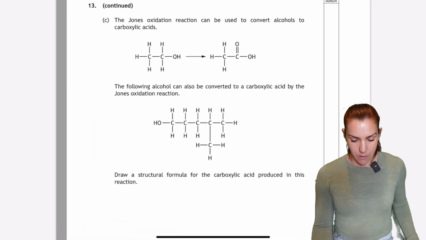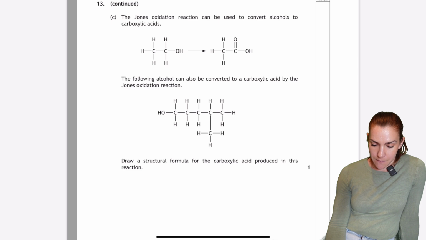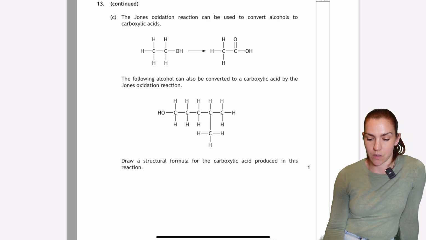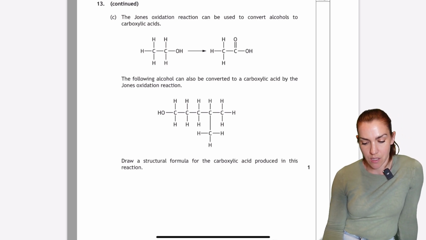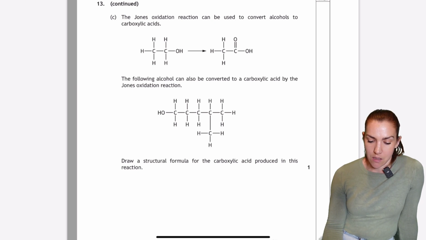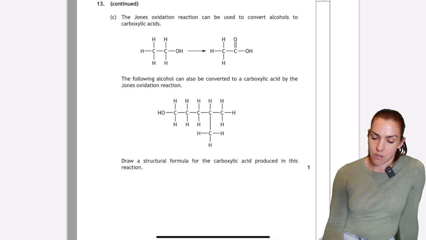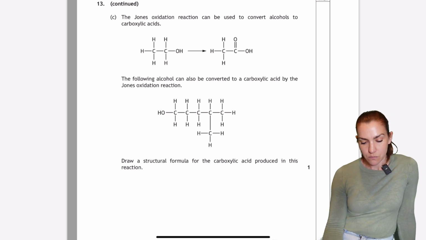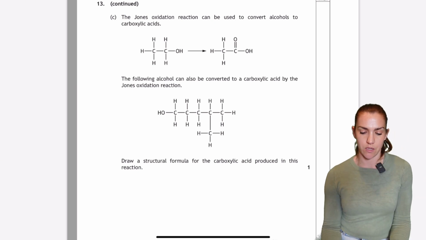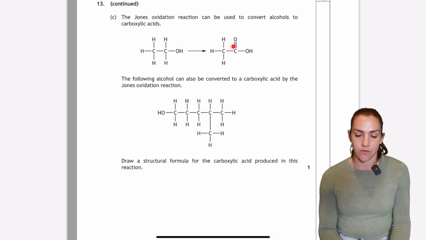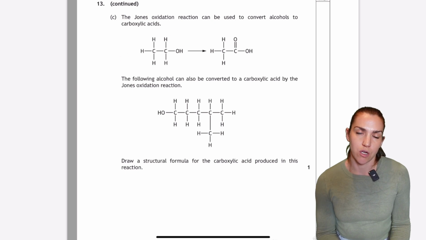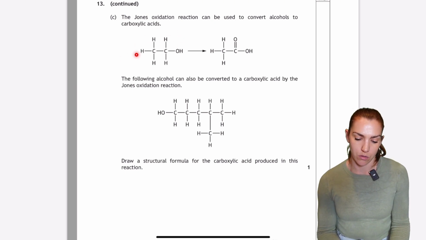Then another problem-solving question. You've got a reaction here. So they've shown you an example of a reaction called the Jones oxidation reaction, where you can convert alcohols to carboxylic acids. And then it tells you that the following alcohol can also be converted to carboxylic acid by the Jones oxidation reaction. Draw a structural formula for the carboxylic acid produced in this reaction. So what you want to do with these questions is have a look at the example they've given you, and imagine your friend has got this picture on a whiteboard and you've got to give them instructions of how to convert this molecule into this one.